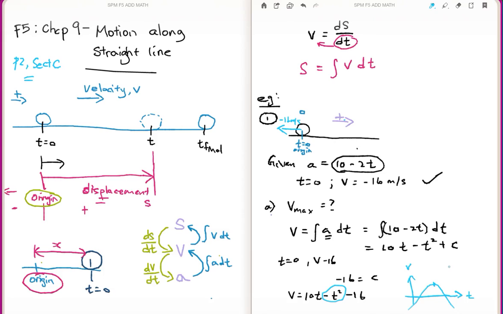If you want to know the maximum, all you need to do is set dv dt equal to 0. When the gradient is equal to 0, you get a maximum point. So that's the reason why you need to find dv dt for this curve for velocity to be maximum. This is how you refresh what you have learned. Okay, this is part A.